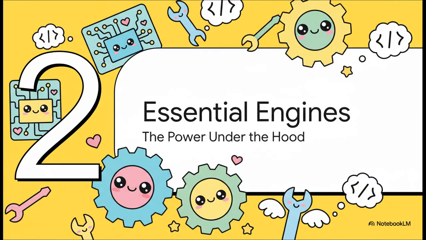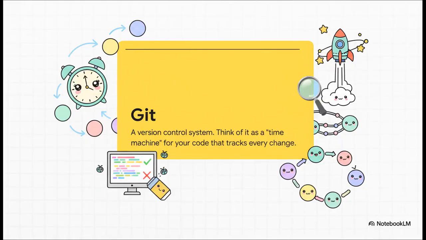Okay, our workshop is set up. We have our command line and our code editor. Now we need to install the engines. These are the powerful tools that run under the hood and really make things happen. And the first engine is Git.